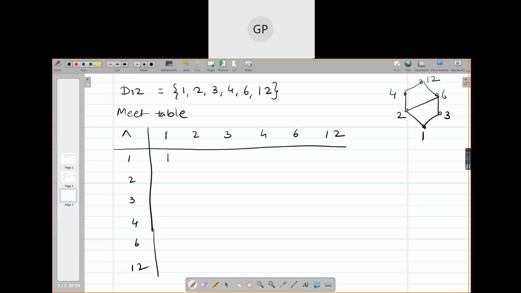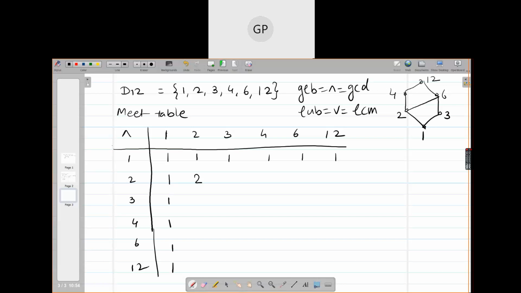From the diagram you should be able to tell me. 1 meet 1 is 1. 1 meet every element is equal to 1. In this divides relation, or in this lattice, GLB, that is equal to meet, that is equal to GCD. LUB, that is equal to join, is equal to LCM of numbers. So this first row is same as the first column.